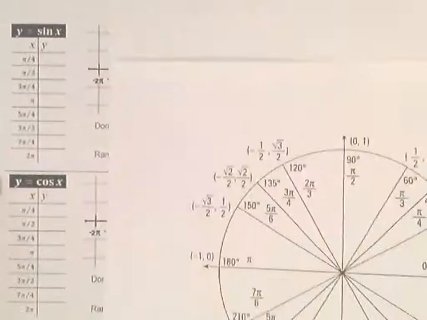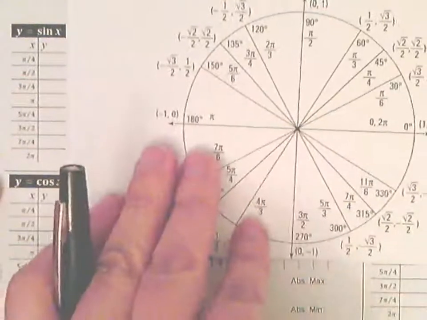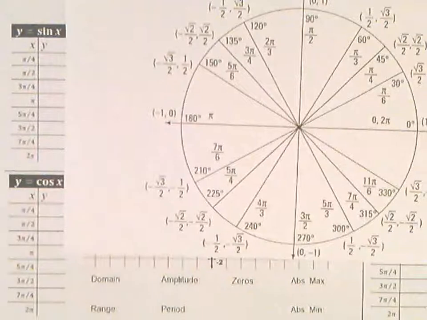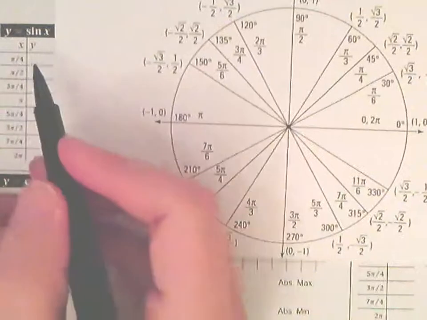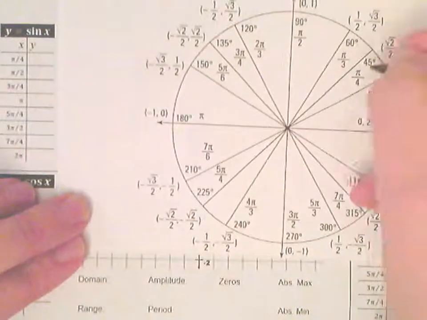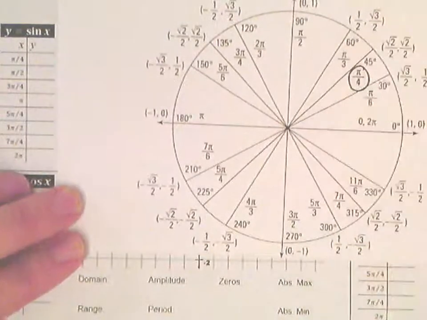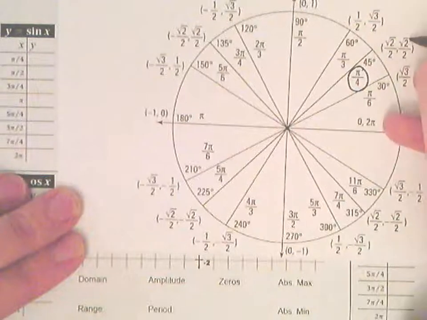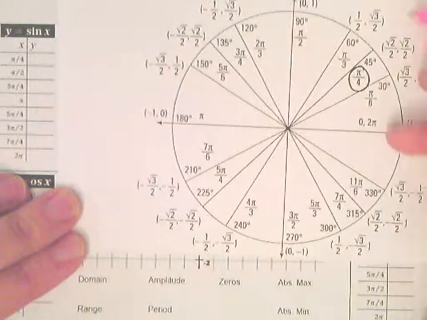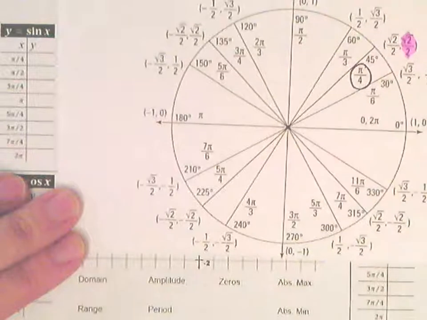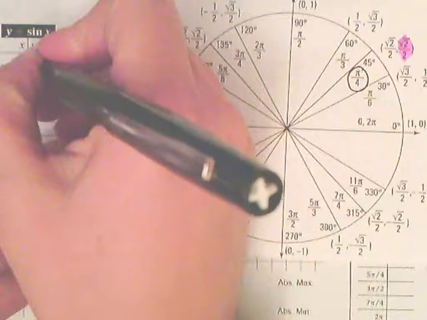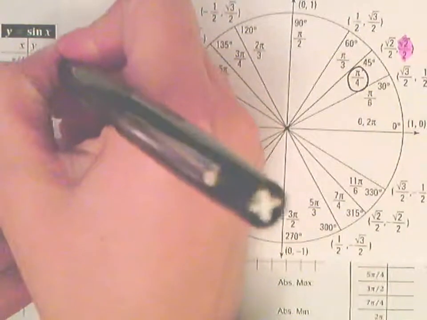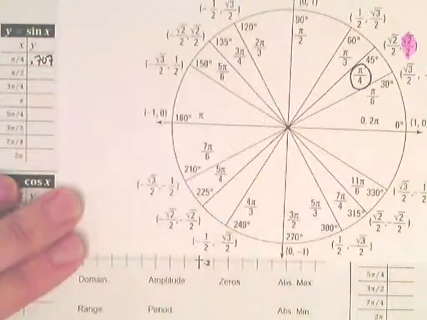Alright, so for sine, I printed out these little unit circles so that we can see what it is that we are graphing. So for sine of pi over 4, if you remember, pi over 4 is here. Sine of pi over 4 is going to be our y value. So sine of pi over 4 is square root of 2 over 2, which is equivalent to 0.707. So I'm just going to write that down because it's going to be easier to graph.